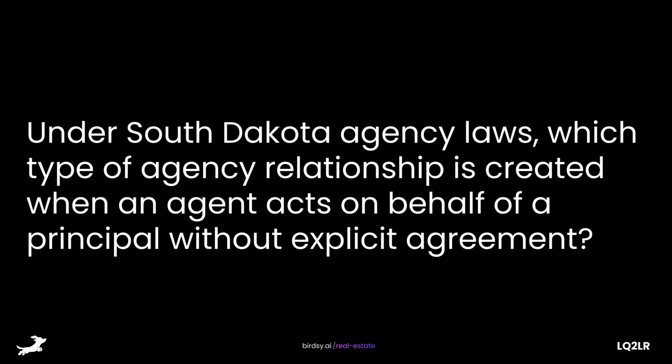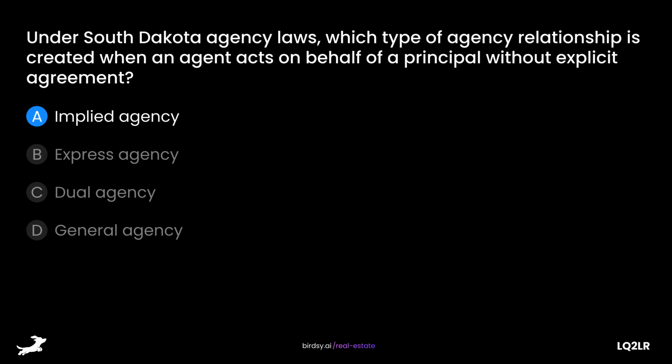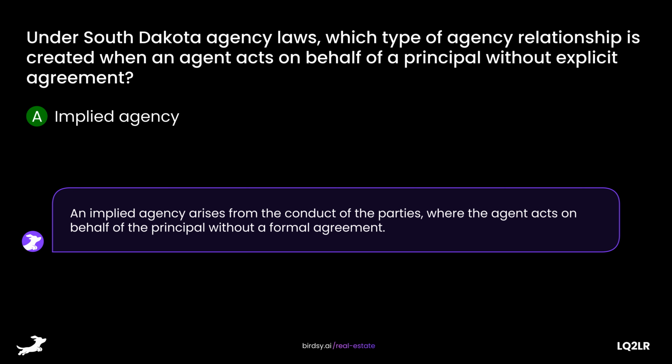Under South Dakota agency laws, which type of agency relationship is created when an agent acts on behalf of a principal without explicit agreement? Is it A, implied agency? B, express agency? C, dual agency? Or D, general agency? The answer is A, implied agency. An implied agency arises from the conduct of the parties, where the agent acts on behalf of the principal without a formal agreement.